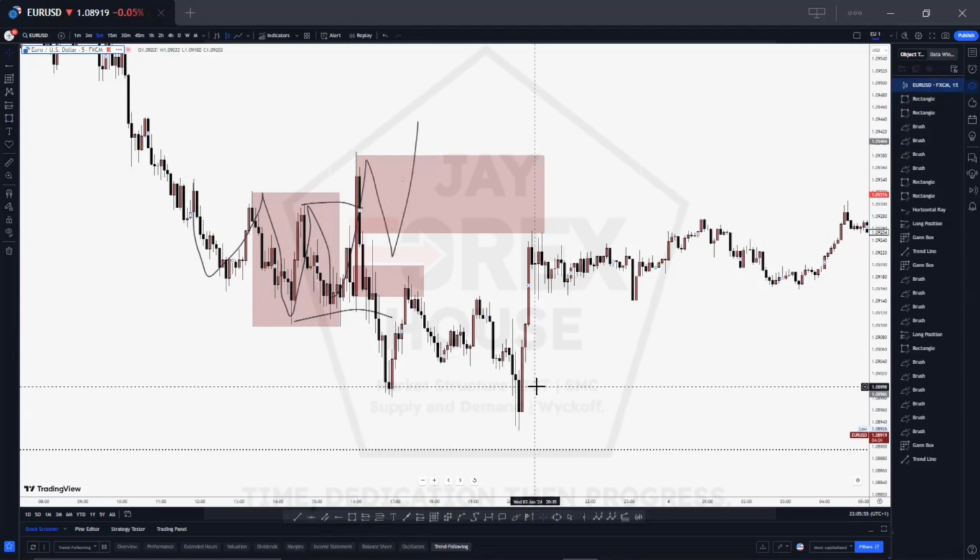So structure is basically just breaking internal and external structures while mitigating key areas. If you can identify those key areas, you'll be good to identify most of how structure works, okay? And you'll be able to understand how price action works, okay?